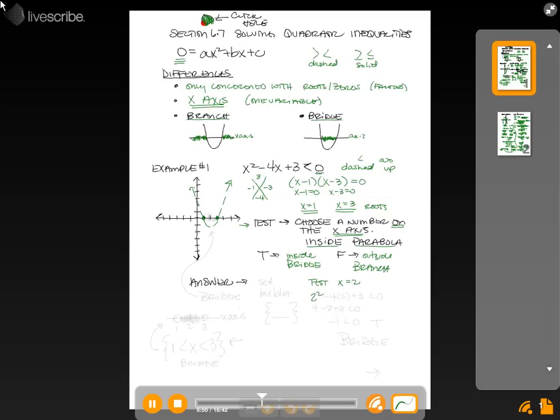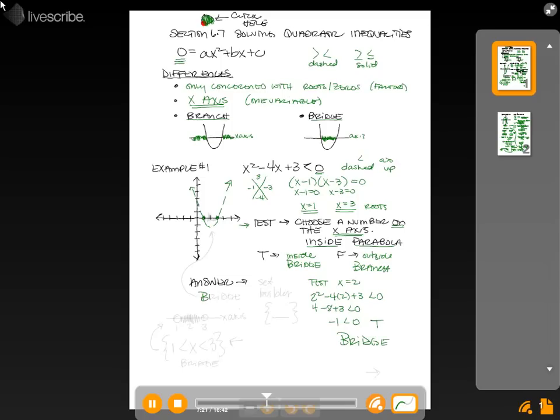So now we have 2 squared minus 4 times 2 plus 3 is less than 0. 2 squared is 4. Negative 4 times 2 is negative 8, plus 3, less than 0. You can do the rest of this in your head. 4 minus 8 gives us negative 4, plus 3 is negative 1. Negative 1 is less than 0. That's true. So that means we end up having a bridge for our answer.